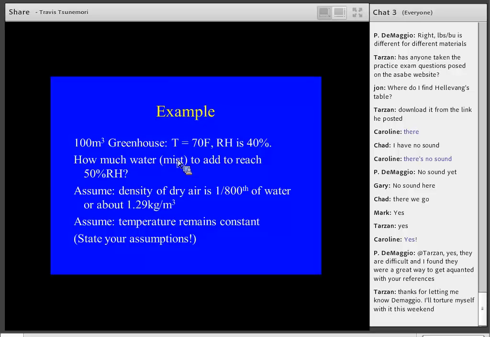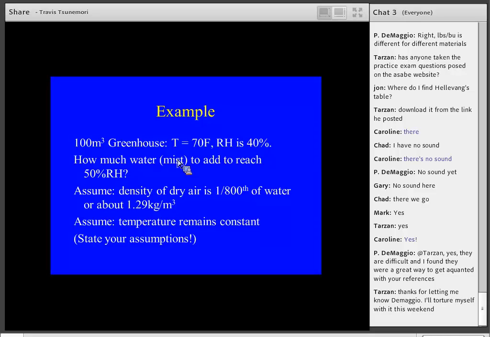Temperature is 70 degrees Fahrenheit, relative humidity 40%, a little bit drier this time. How much water must be added to reach 50% relative humidity? Now, again, here's a good one for what are you assuming? If you're assuming there are plants in here, what are the plants doing?